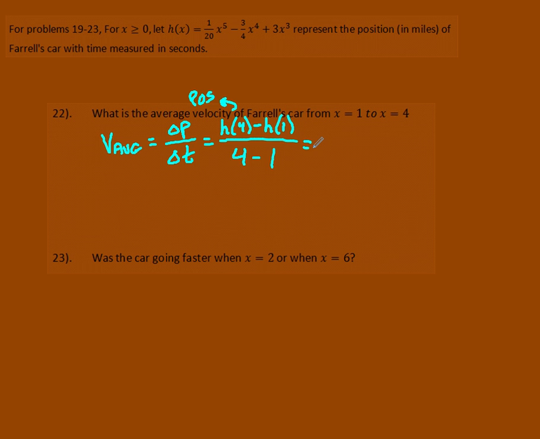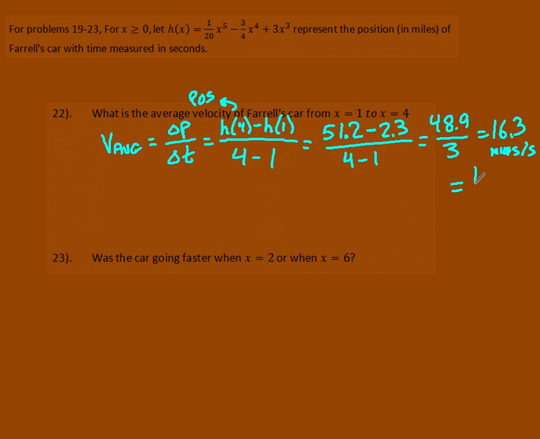So when I plug in 4 into my original equation, I should be getting 51.2. I plugged it just straight into a calculator. When the decimal terminates, that's pretty easy to do. And 2.3 when I plug in 1. And then I get on the bottom still 4 minus 1. So my bottom is 3, the top is 48.9. When I do that division, I should get 16.3. And again, this is in miles per second. If I did it into a fraction, it would be 163 over 10 miles per second.